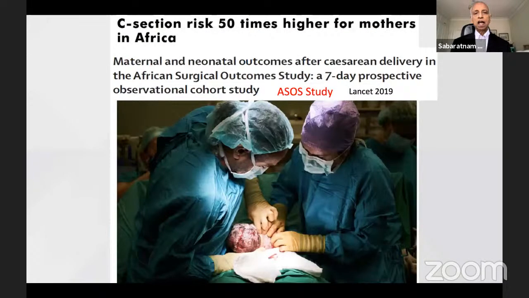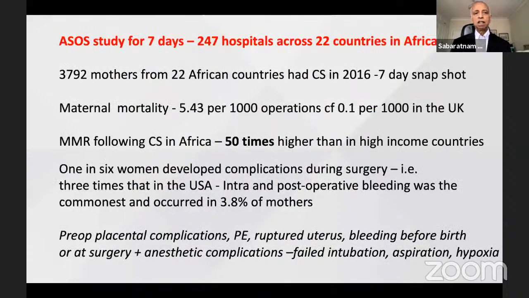And the African countries have a high maternal mortality. This is called the ASOS study. And if you just leave the cesarean section to be high, they found that in Africa, the maternal mortality is 5.4 per thousand operations compared to 0.1 per thousand in the UK. So that's 50 times higher. So cesarean section has harm, and the numbers are so small, people don't look at it.